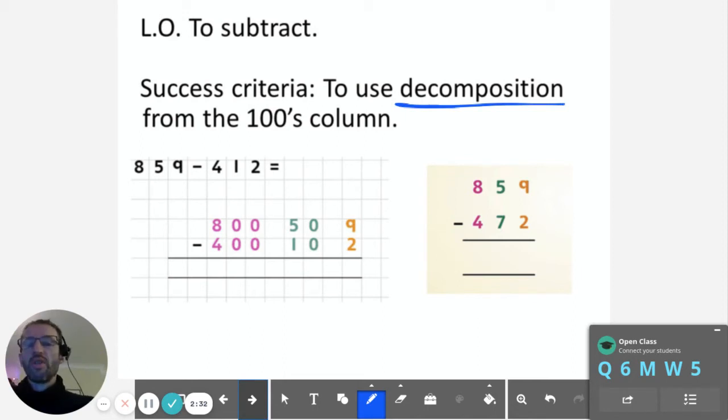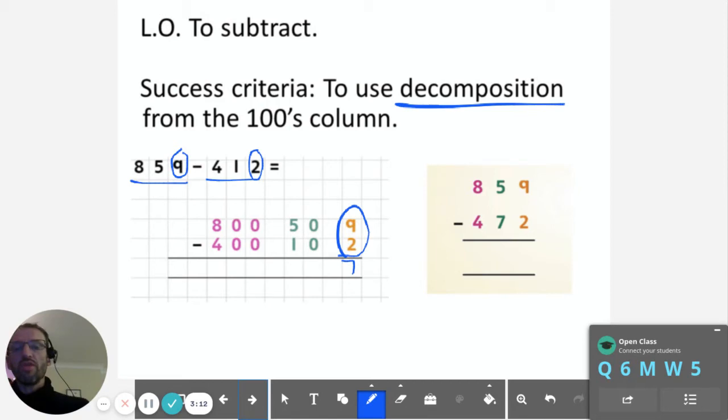So if we look at the sum on the left here, you've got 859 take away 412. Just like with addition, we need to look very carefully at the digits. If I look at the ones, I can see that I can take 2 away from 9 without having to exchange or use decomposition or get something from somewhere else, because 2 is less than 9. So that's quite simple. It's going to be a 7. Could take the 1 away from the 5, which is going to leave us 4.